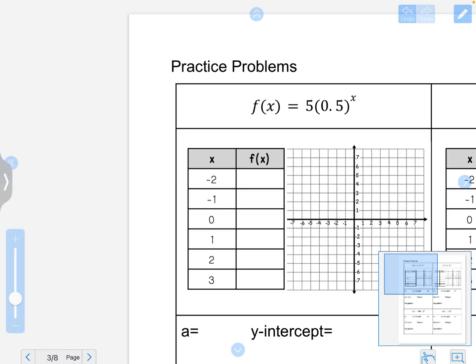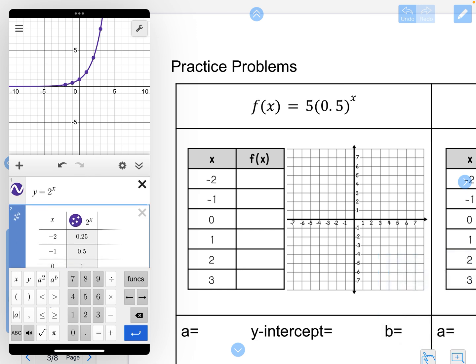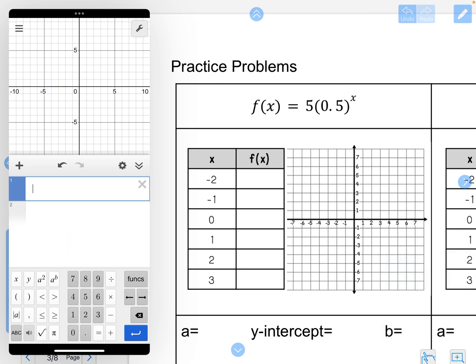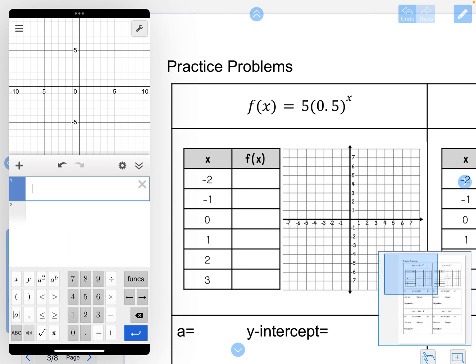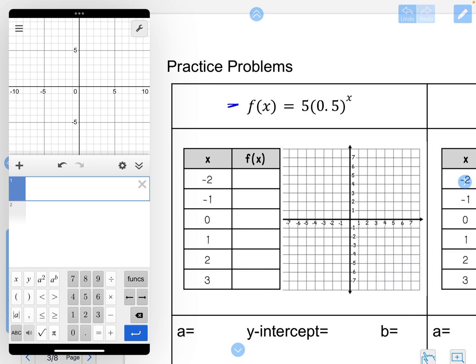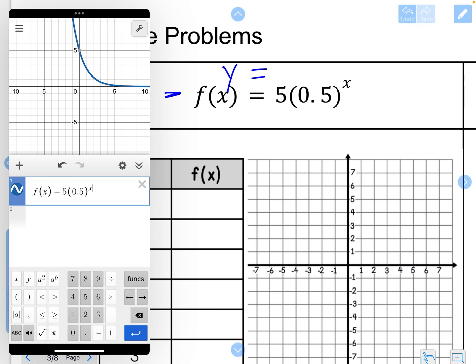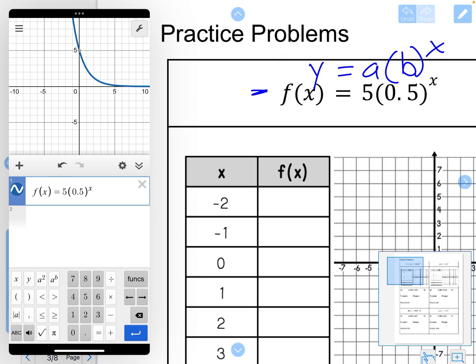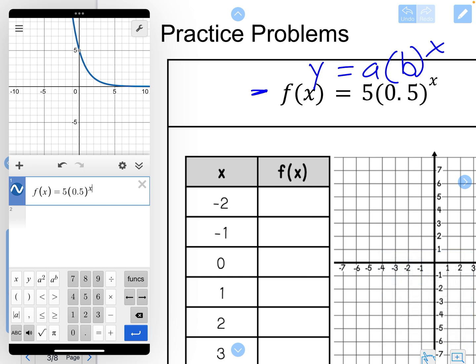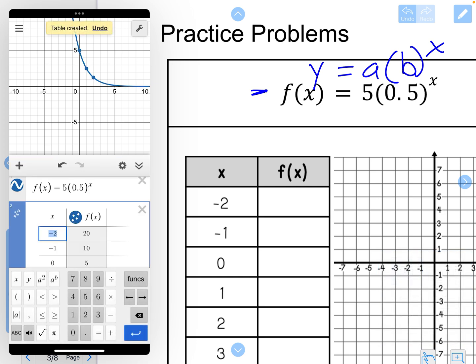So now let's look at some of these features. I'm going to bring out Desmos again, and I'm going to just type in the equation that I'm given right here. F of x. You can type in y if you like. It's a little bit faster. 5 parentheses 0.5 to the x. So if we have y equals a times b to the x, we can get a lot of information before we start looking at the graph. But let's first look at the graph just to make sure we understand what's going on.